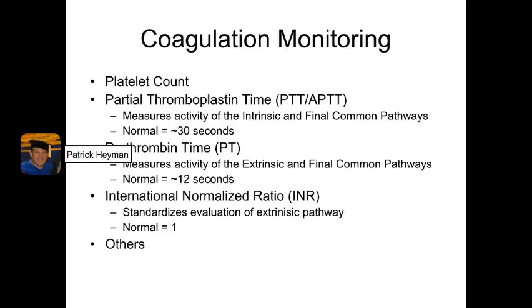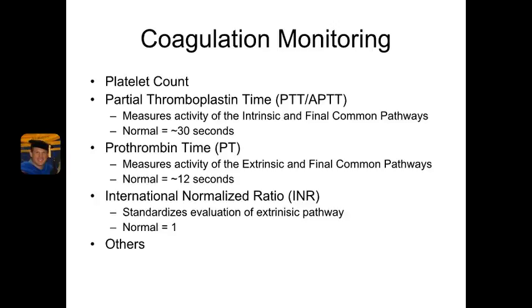All right, so let's talk a little bit about how we can monitor coagulation ability. The first one is platelet count. It can be normal, it can be high, or it can be low, obviously. Higher platelet counts tend to be associated with increased risk of clotting, whereas lower ones are associated with increased risk of bleeding. Makes sense, doesn't it?